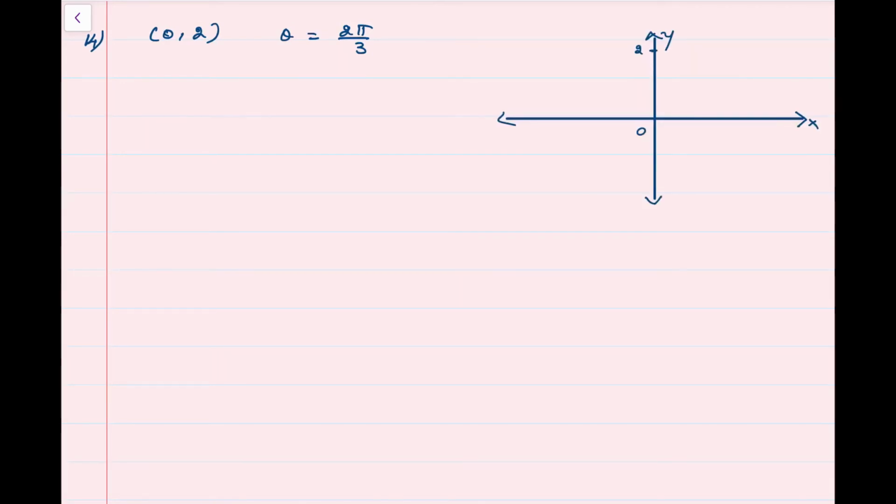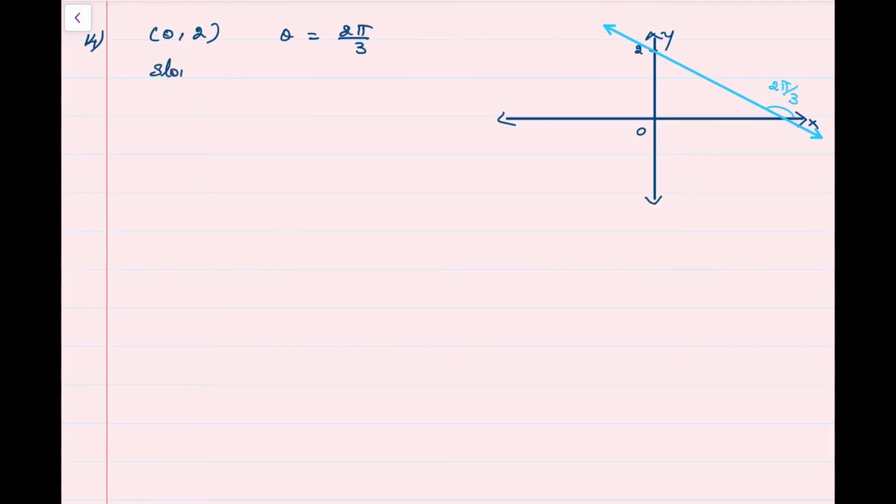Question number 14. Find the equation of the line through the point (0, 2) making an angle 2 pi by 3 with the positive x-axis. Also find the equation of the line parallel to it and crossing the y-axis at a distance of 2 units below the origin. We can find the slope using the given angle. The line passes through (0, 2) and it makes 2 pi by 3 angle with the positive direction of the x-axis.